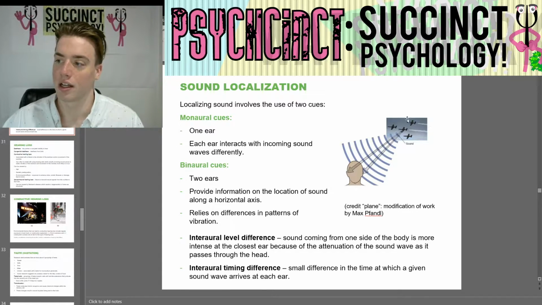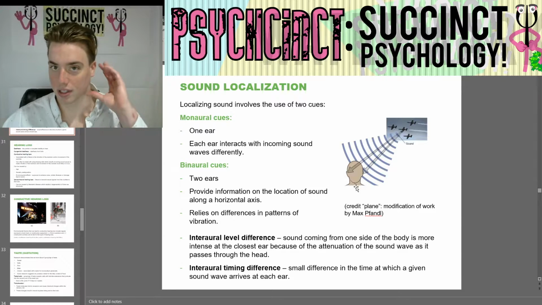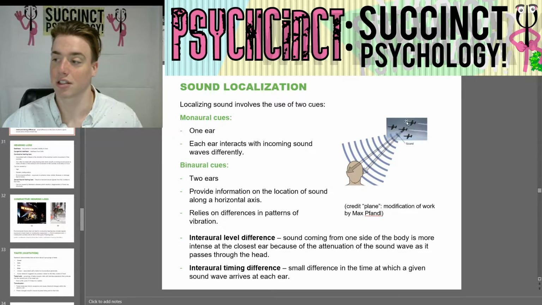So in this figure, jets are flying overhead. So the level difference, the closest ear, the sound's going to be more intense in that ear that's closer to the origin of the sound. And then the timing difference, that ear that is closest is going to receive the sound before the ear that is facing away from the sound.